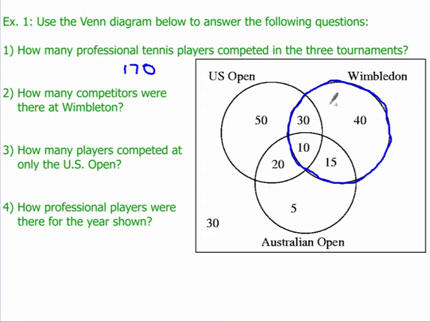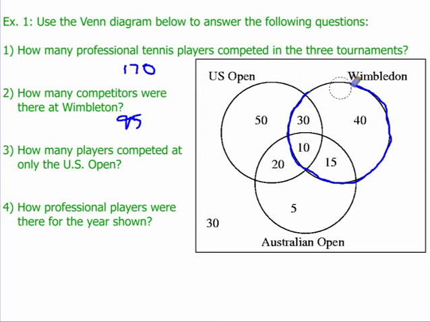Now, some people played at Wimbledon and the US Open. Some played at Wimbledon and the Australian Open. Some people played at all 3. Some people just played at Wimbledon. But the question is asking me how many competitors were there. And to do that, I just add up these 4 numbers. So 30, 40, 80, 95. So there were 95 competitors at Wimbledon.